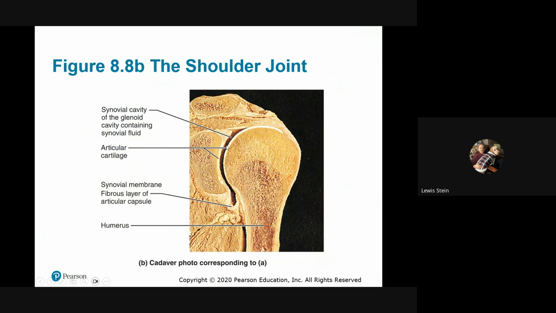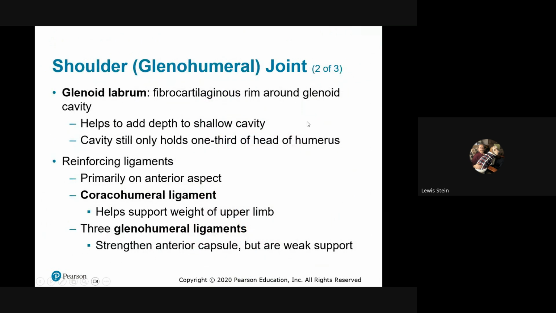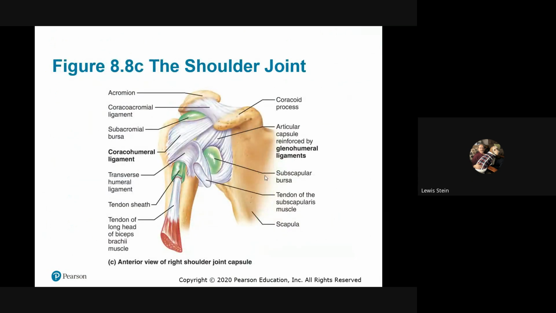So here you can see it. There's not much of a socket there. The labrum helps it, still one third. There are a lot of ligaments. The ligaments play a role, but certainly the muscles and the tendons that surround it play a significant role. There are a number of bursal sacs there. Bursitis is very common.